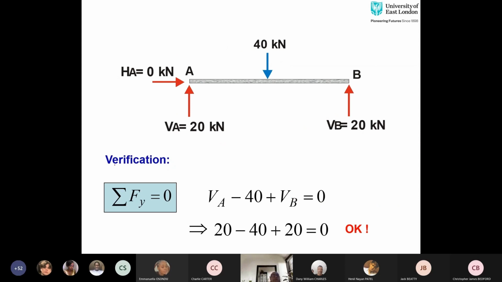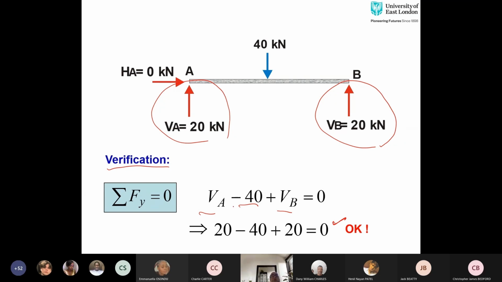And then we have to verify, and in this verification, you have to sum up all vertical forces. Upward forces are positive and downward forces are negative. So VA plus VB are positive, 40 is negative. This is giving us 0 vertical forces.